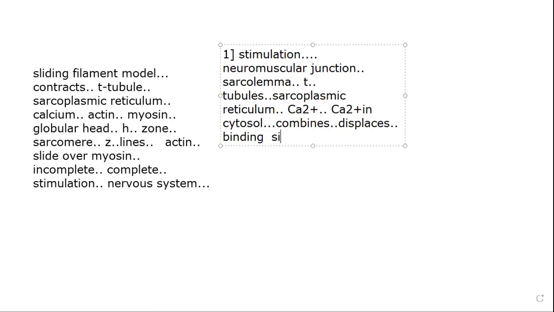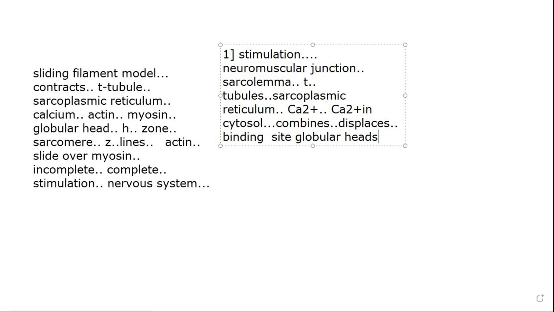These binding sites then attach with the globular heads, which are the cross bridges. This is possible only when the actin binding sites are exposed. And how are they exposed? By displacing the tropomyosin. The tropomyosin is displaced when the TNC on troponin attaches with the calcium which is coming into the cytosol. And where is this calcium coming from? It is coming from the sarcoplasmic reticulum.